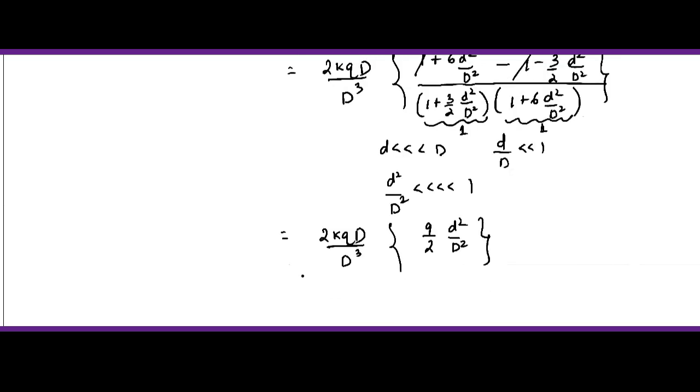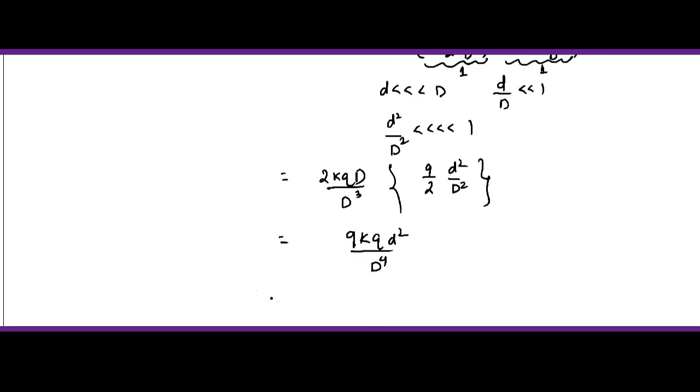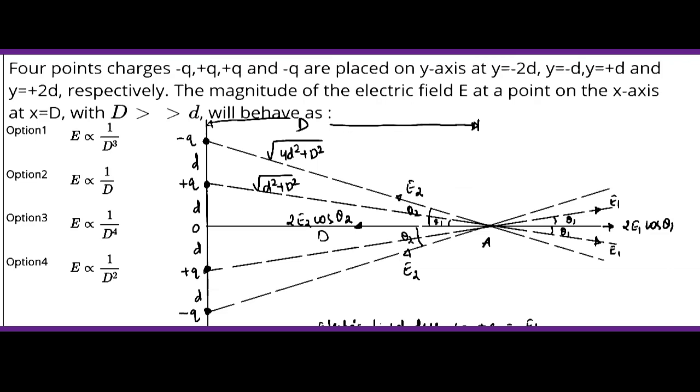Correct. So from here what we get is 9kq upon small d square upon D raised power 4. Correct. So we can say that our electric field E varies inversely proportional to D raised power 4. Now checking from the options, option number 3 is the correct option for us. Okay. Thank you.